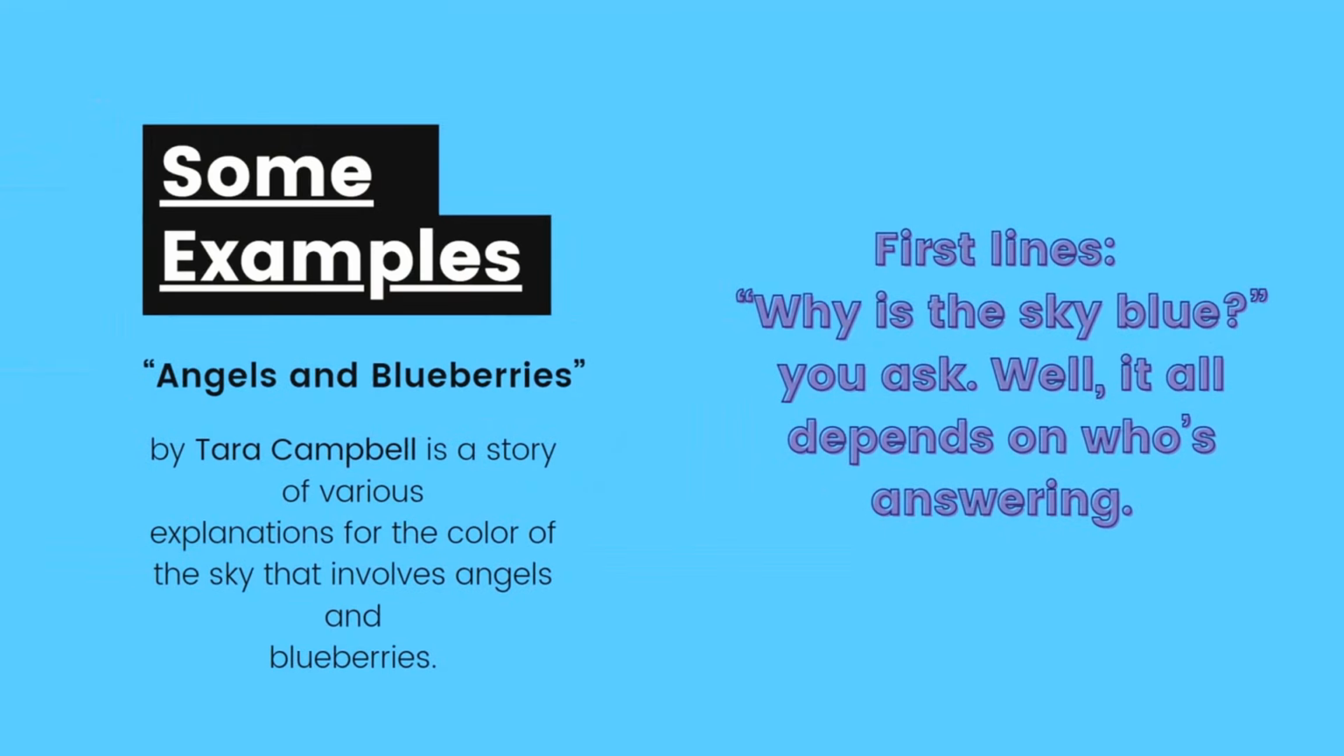Here are some of the flash fictions. First, Angels and Blueberries by Tara Campbell, which is a story of various explanations for the color of the sky that involves angels and blueberries. Let's have a line from Angels and Blueberries. The first line says, "Why is the sky blue?" you ask. Well, it all depends on who's answering.